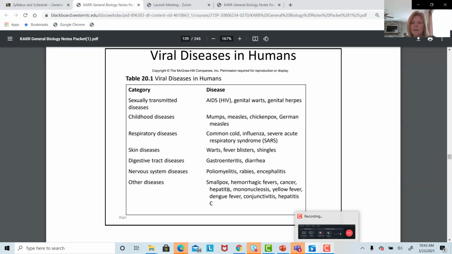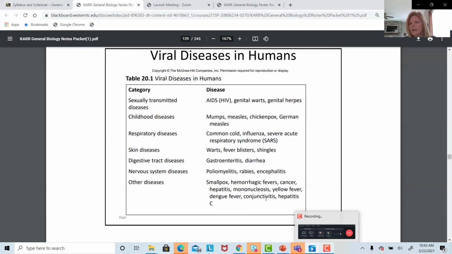Hepatitis is a virus that commonly infects the liver. Mononucleosis, maybe you've had mononucleosis before. That's the Epstein-Barr virus, which causes widespread illness. Some of these other fevers are more common in developing countries and tropical areas, like yellow fever and dengue fever.